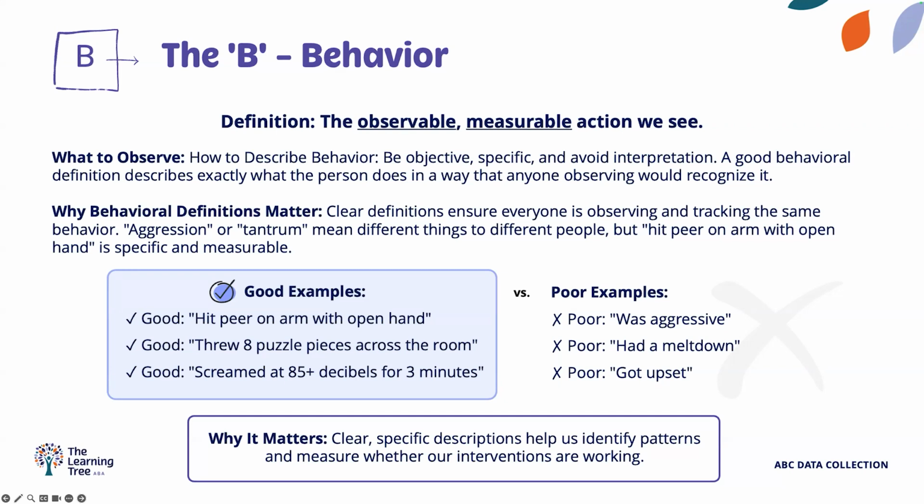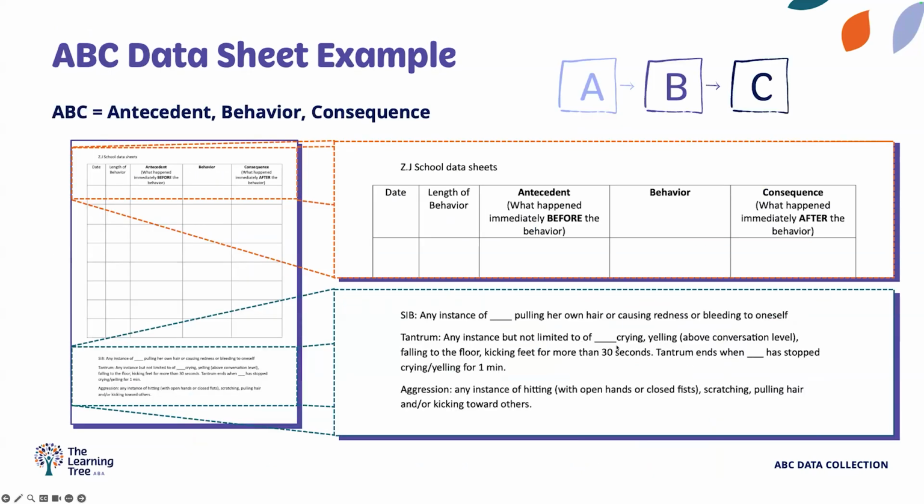If you're taking data under the guidance of a BCBA, you can ask for an ABC data sheet with definitions. Though if there is a behavior that is concerning or dangerous, it is important that you be as descriptive as possible and let your BCBA know. So here's an example of an ABC data sheet. This was given to a caregiver, and in this case, it was given to a teacher.